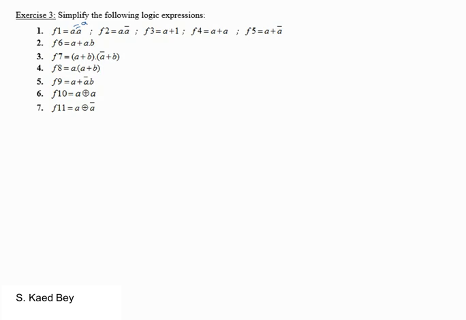Let's move on to F2. If we look at the F2, A ANDed with A bar. So if A is 1, then A bar is 0, and vice versa. So 0 is always existent. According to the complement law, the answer here is 0.